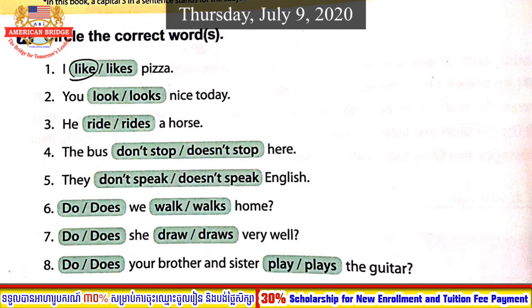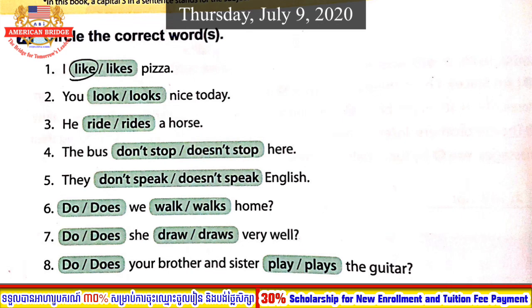Number seven, the subject is she, right? She we use with does. So does she and then draw or draws very well. So in the affirmative form, you have to add s to the verb, right? But here in question, you don't need to add. So does she draw very well?